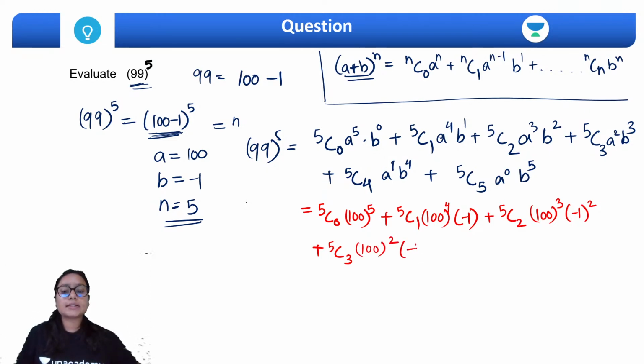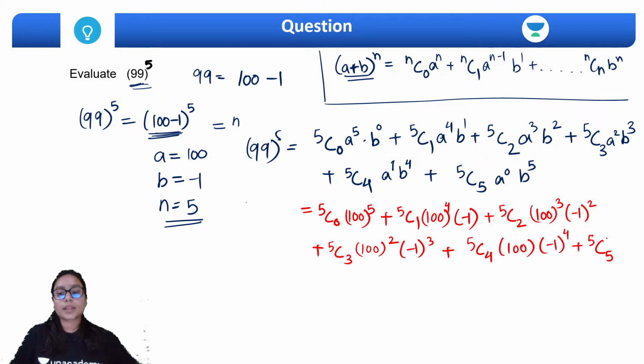Then b cube again is minus 1 raised to the power 3, plus 5C4 into 100 into minus 1 raised to the power 4, plus 5C5 into, now a raised to the power 0 is 1, b raised to the power 5 means minus 1 raised to the power 5. Okay, please simplify this.